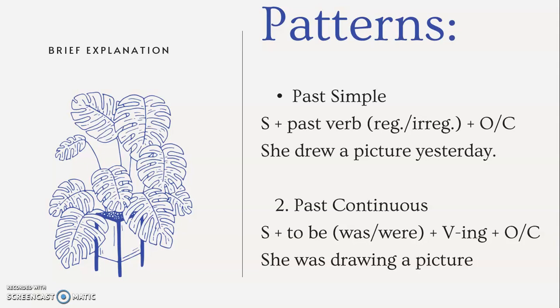Okay, next, past continuous is almost the same as present continuous. The thing that makes it different from present continuous is the to be, because in the past we only have two kinds of to be: was for singular, were for plural. Subject plus to be plus verb-ing plus object or complement is the pattern of past continuous. And that is the example of past continuous: She was drawing a picture.